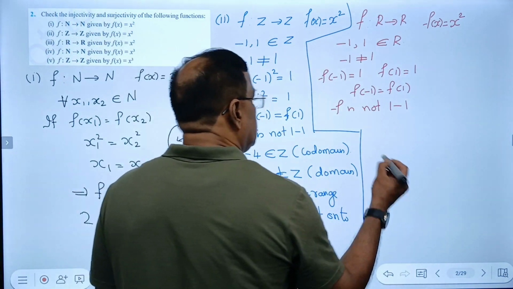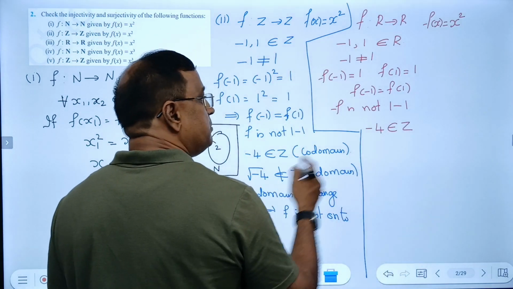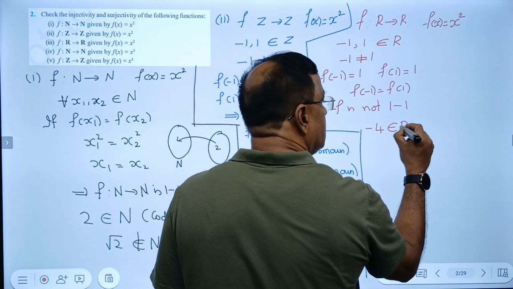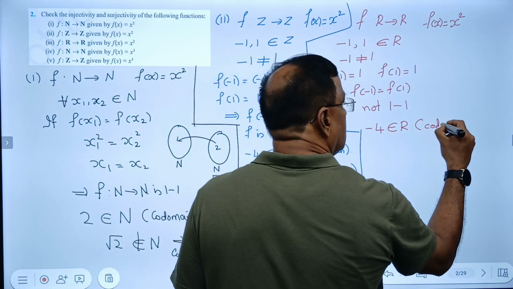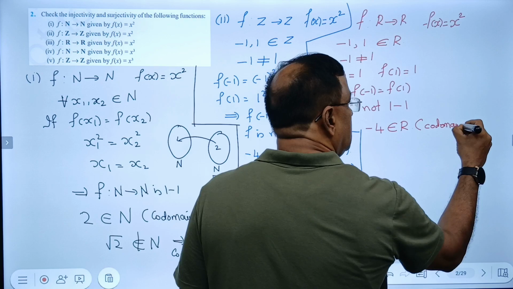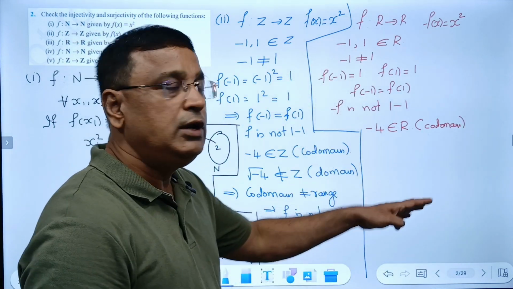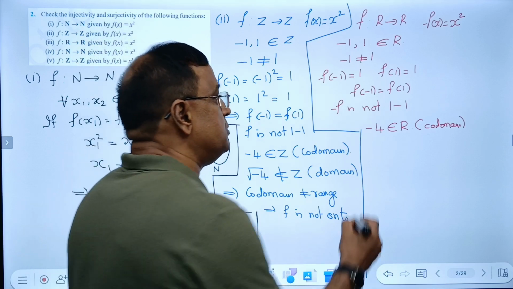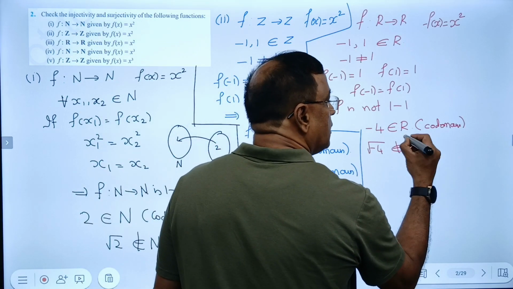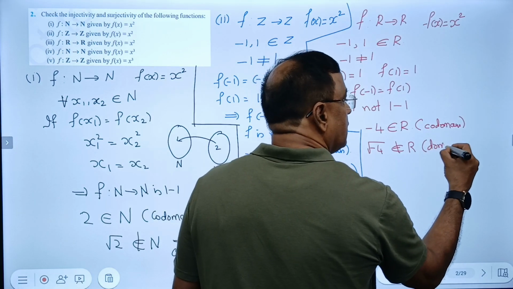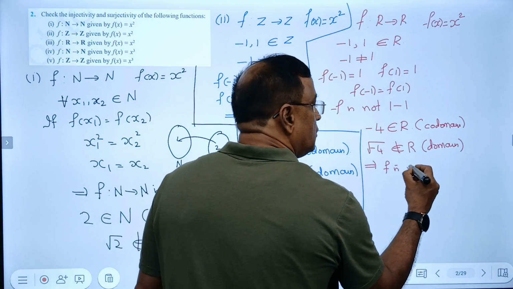That we again have to check. So clearly minus 4 belongs to the codomain; you can take the same example. Minus 4 here belongs to real numbers. And clearly all the negative real numbers will not have a preimage because it will become complex numbers. So root of minus 4 does not belong to R in the domain. This implies f is not onto.